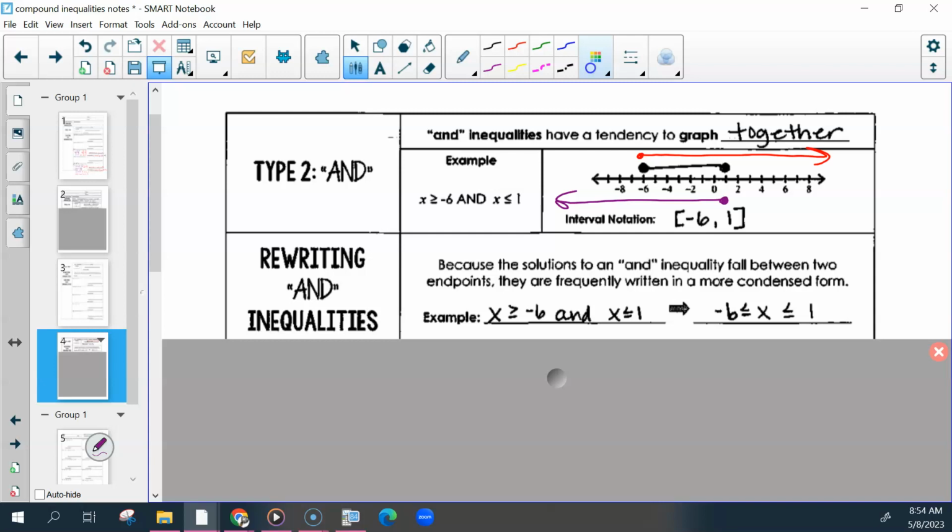And then because there are two endpoints, they're usually rewritten more condensed. So instead of two separate things like this, this should look familiar from when we were doing domain and range. So always less than or equal to, lowest number always goes first, x in between.